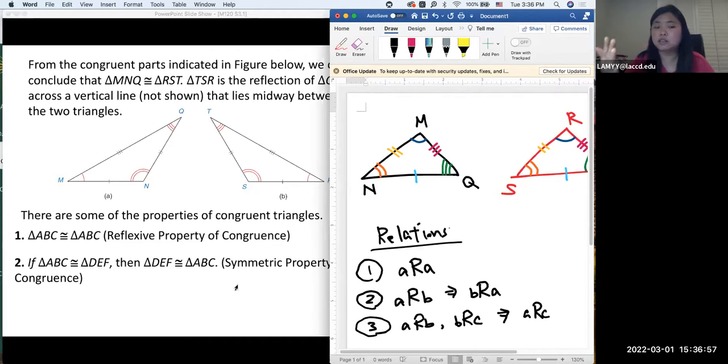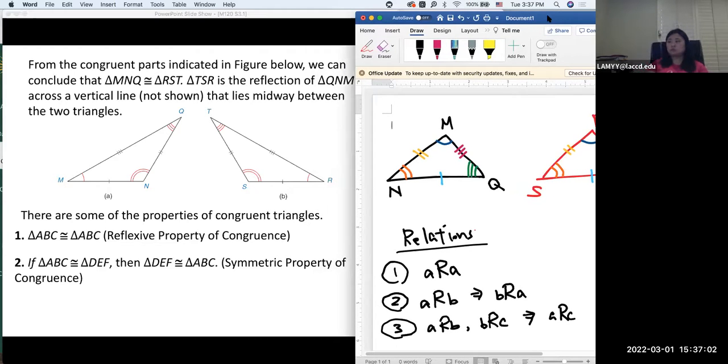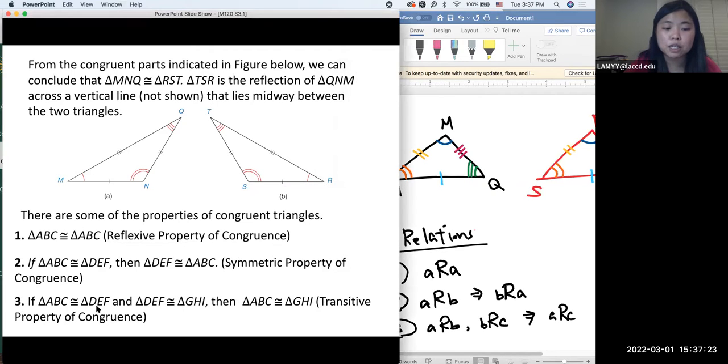So you guys can guess number 3, right? Hey, write it down first. Give you guys some time to work on it. So number 3 will be ABC congruent to DEF, DEF congruent to GHI, then ABC will be congruent to GHI. Okay, so that will be number 3, A R B, B R C, and then A R C.